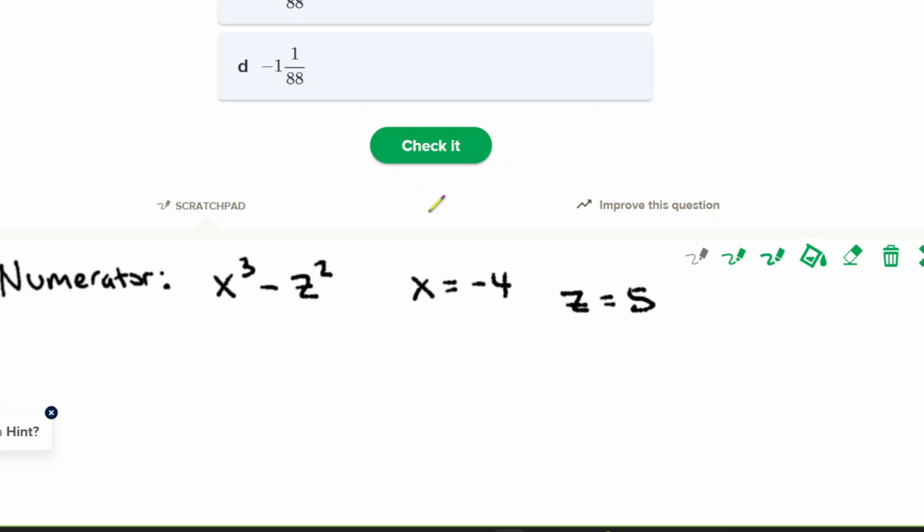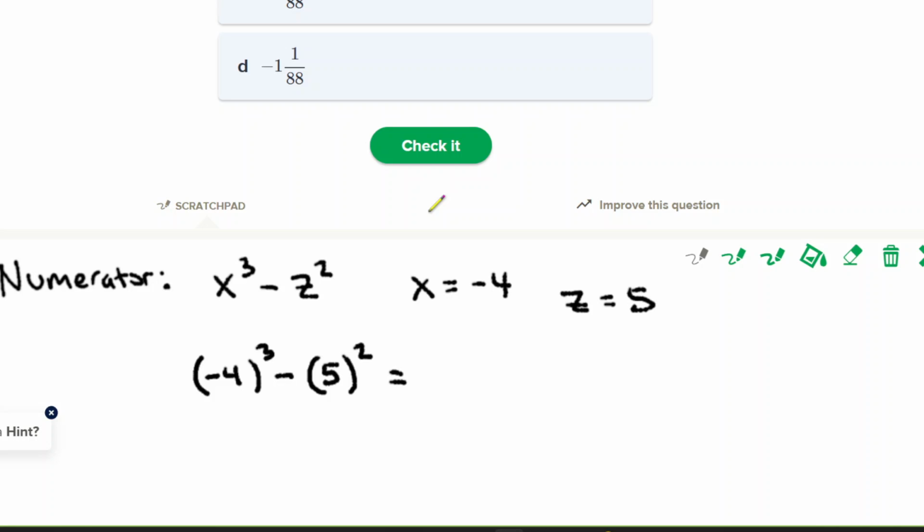I plug these in, right? So now they're being raised to powers, so I'm going to put parentheses around what we replace. If your variable is being multiplied by something or raised to some power, I would recommend putting parentheses around what you replace. So this is (-4) to the third power minus, and then the value of z is 5, and this is being raised to the second power. Now, running through the order of operations, we're going to do these exponents first.